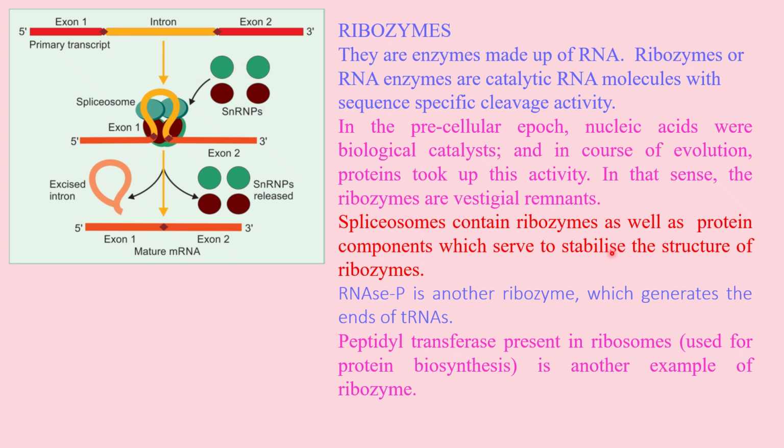So the spliceosome contains the ribozyme as well as protein components, which serve to stabilize the structure. RNase P is another ribozyme, which generates the end of transfer RNA. Then peptidyl transferase present in the ribosome, which is used for protein biosynthesis, is another example of a ribozyme. So we have seen the versatile functions of ribozymes. Thank you.